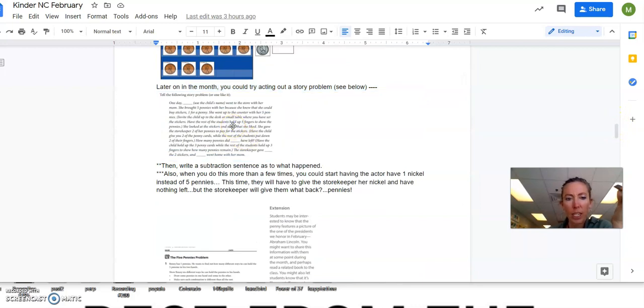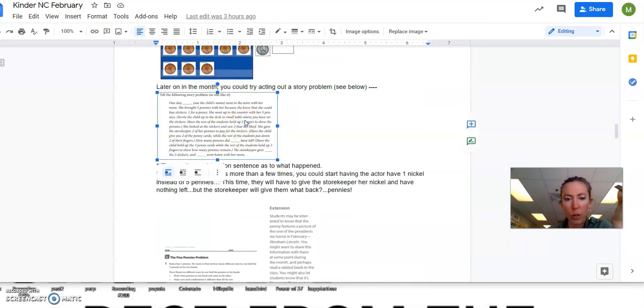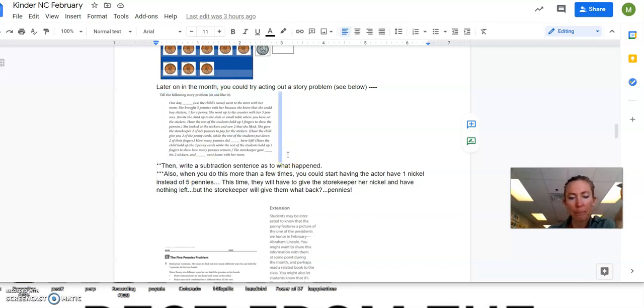Here are some other ideas if you wanted to keep going with ideas of money: try acting out a story with them. You'd give a kid 5 pennies and they come to the store with their 5 pennies and they get to buy some stickers, and each sticker is a penny, and let's say they got 3 stickers. So then are they going to have any pennies left? Yes, they'll have 2 pennies left in their hand. And write a subtraction sentence to show what happened. So I started with 5, but then you had to give me 3. Now you have 2 left.